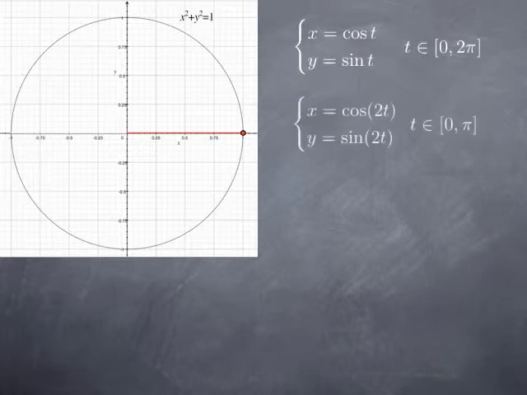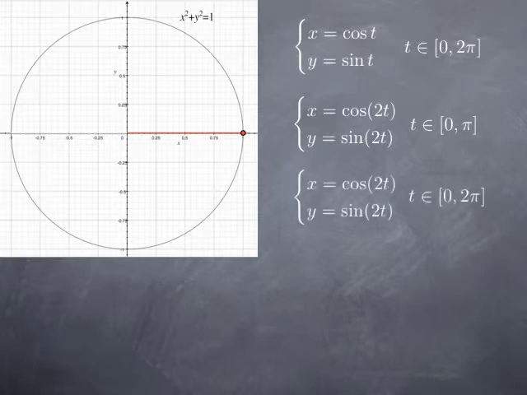Now, another set of parametric equations for the same circle would be to replace t by 2t in the equations, and then to describe the circle once we only need to have t between 0 and pi. So the effect of that is to describe the circle again once, rotating around the circle counterclockwise once, but this time we're going to go twice as fast. So this is the effect of replacing t by 2t: we go along twice as fast.